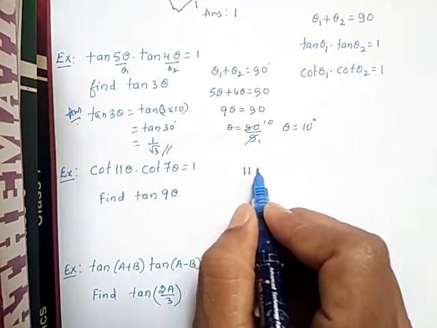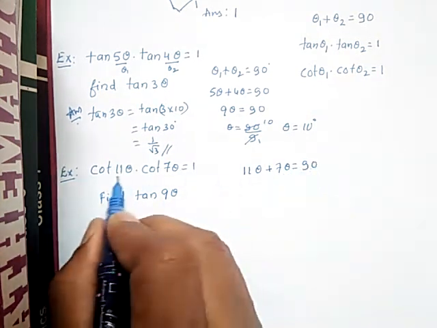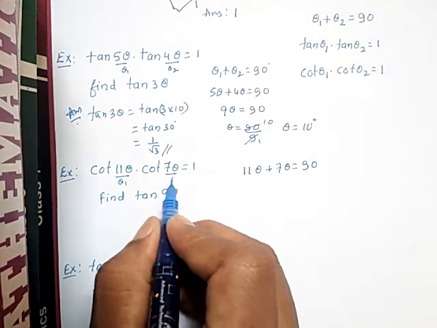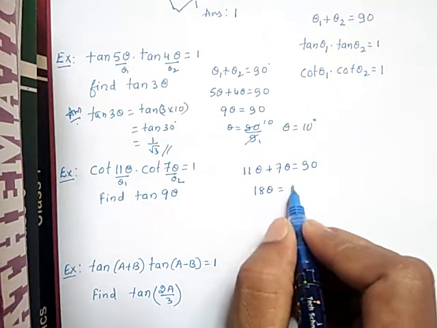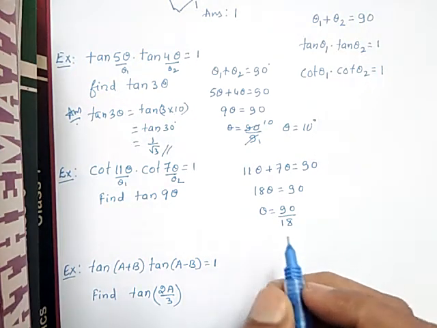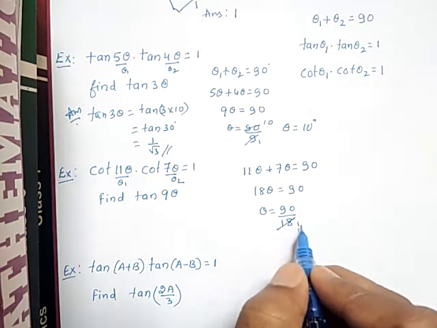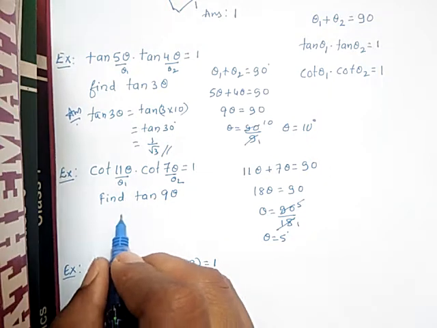So again you can take 11 theta plus 7 theta is equal to 90 here. So if you take 90, this as a theta 1 and this as a theta 2 if you consider, so this will be 18 theta is equal to 90. So theta is equal to 90 divided by 18. So what happens here? 18 ones are 18, 5s are 90. So theta is equal to, here it is 5 degree. So this you can take answer.